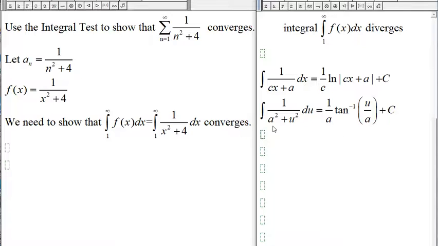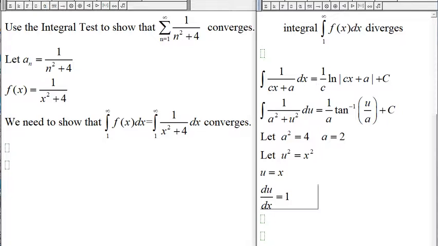So we look at our integral, we can let a squared be 4 and let u squared be x squared. Then take the square root of both sides, and we get a is 2. And then we let u squared be x squared, so u is equal to x, and the derivative of u with respect to x is 1. The derivative of x is just 1. And so we have du is equal to 1 dx, which is dx.